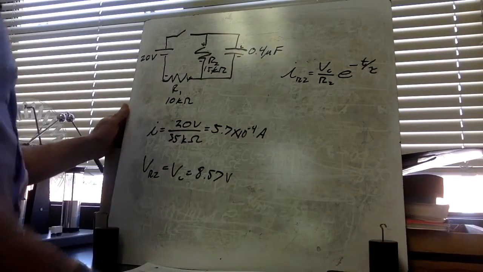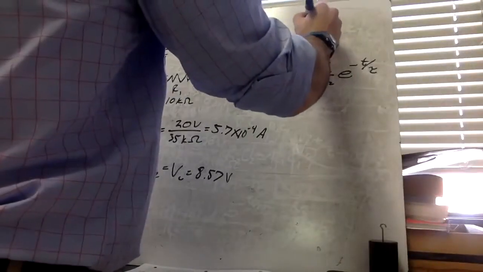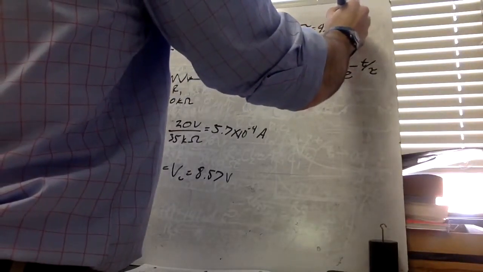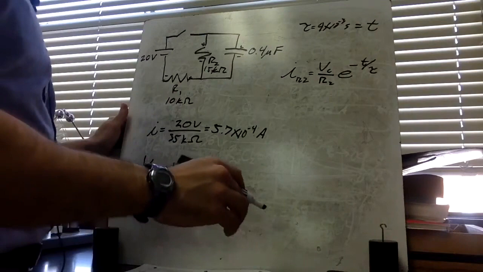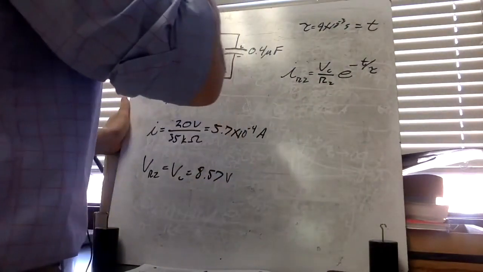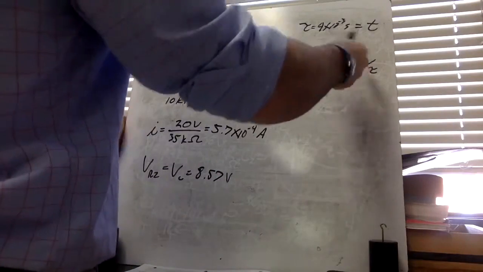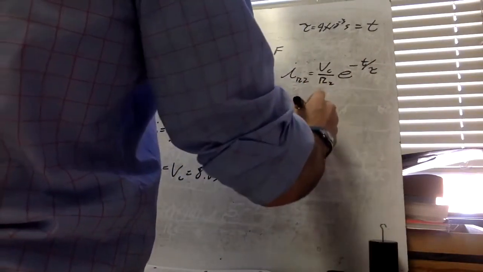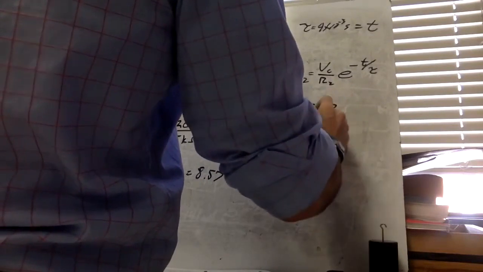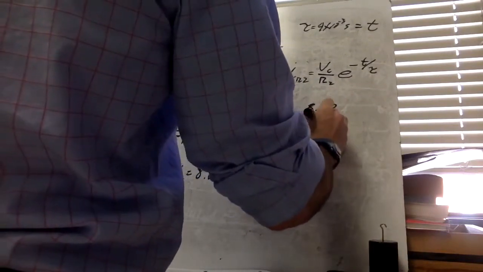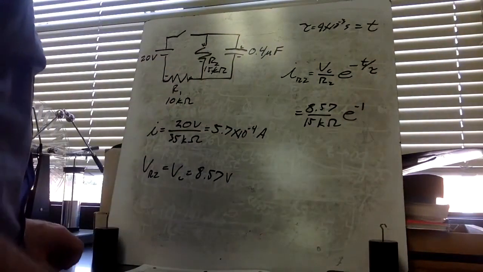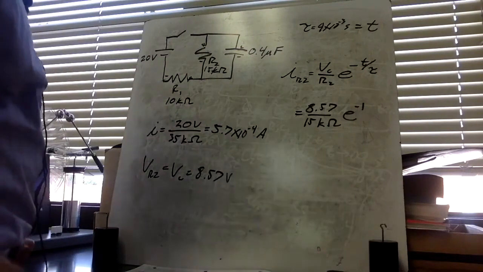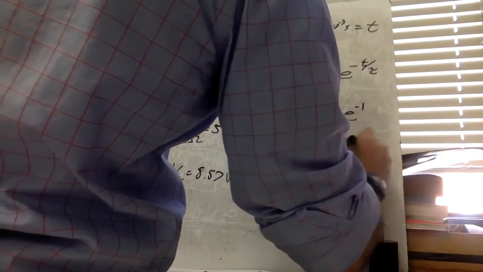All right, now when I go to find the time constant, I find that the time constant is 4 times 10 to the negative third seconds. That is also the time t that we're asking for in this. And so this ends up just being negative 1. So VC is 8.57 over, and then this is 15 kiloohms times e to the negative 1. And what is that going to give us? It gives me 2.1 times 10 to the negative 4 amps.